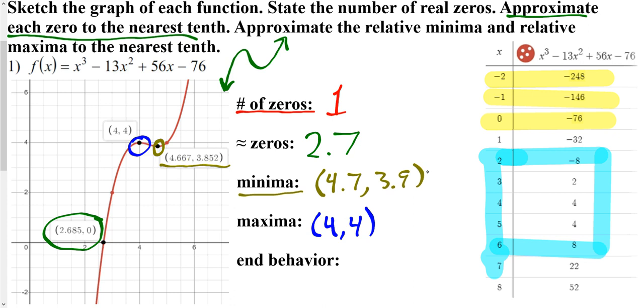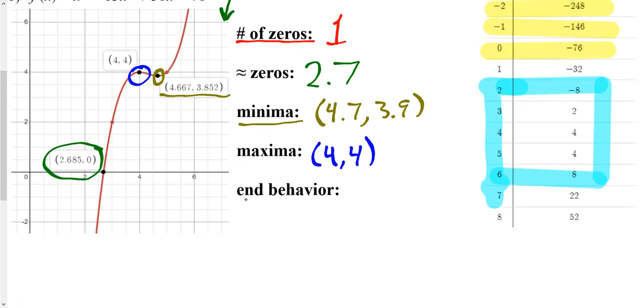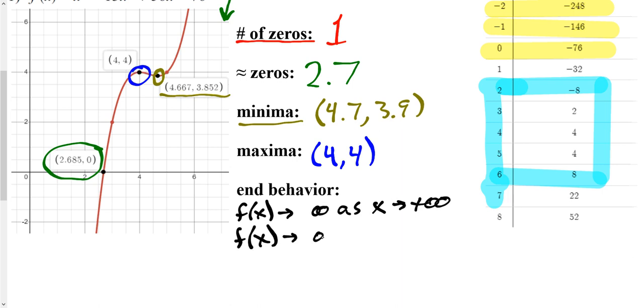And then we can also do our end behavior. Now remember, with the end behavior, it's f of x approaches something infinity as x approaches positive infinity. F of x approaches something infinity as x approaches negative infinity.